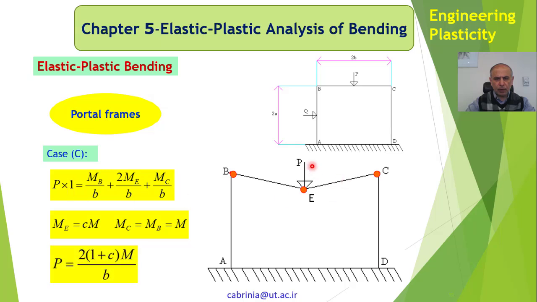P times, here again we suppose that it's moving 1 meter per second because we have omitted this. So this is 1 meter per second. P times 1 is equal to MB, that distance is B, and ME obviously, because these two members are moving. This one is just like the built-in beam that we considered before, and MC over B, and so we get P equal to 2 times (1 plus C) M over B.